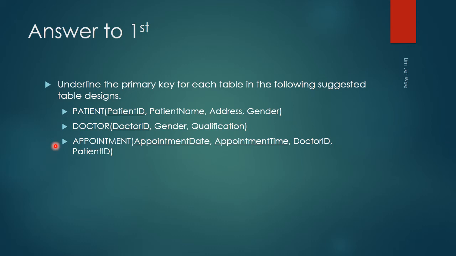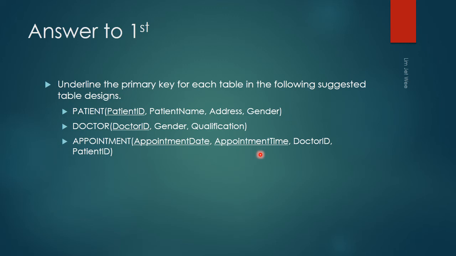The appointment table will consist of a composite primary key, which is basically a primary key that is made up of two or more fields. And the fields chosen are actually the appointment date and appointment time, not the doctor ID and patient ID.